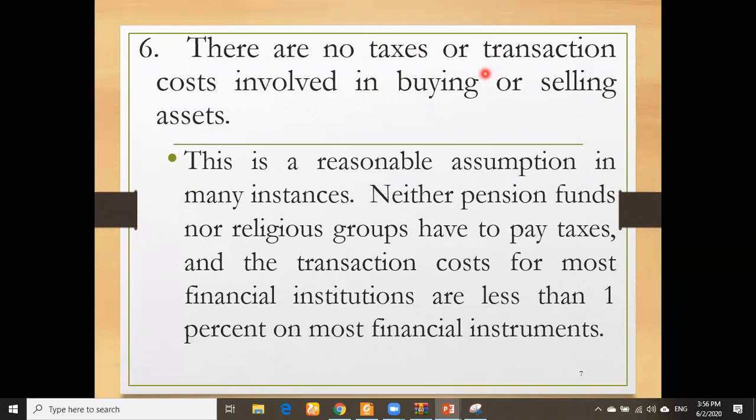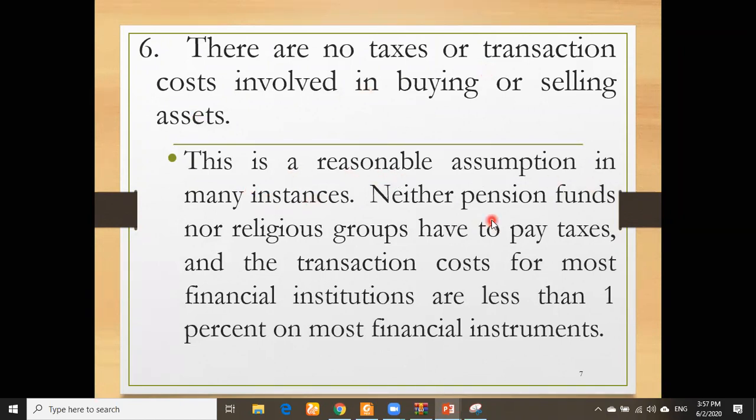Therefore we are assuming there are no taxes and no transaction cost for dealing in the capital market. Although there is transaction cost, as we have seen whenever you are buying or selling shares, the broker will always charge a commission, but we are restricting that commission in order to understand this phenomenon. So this is a reasonable assumption.